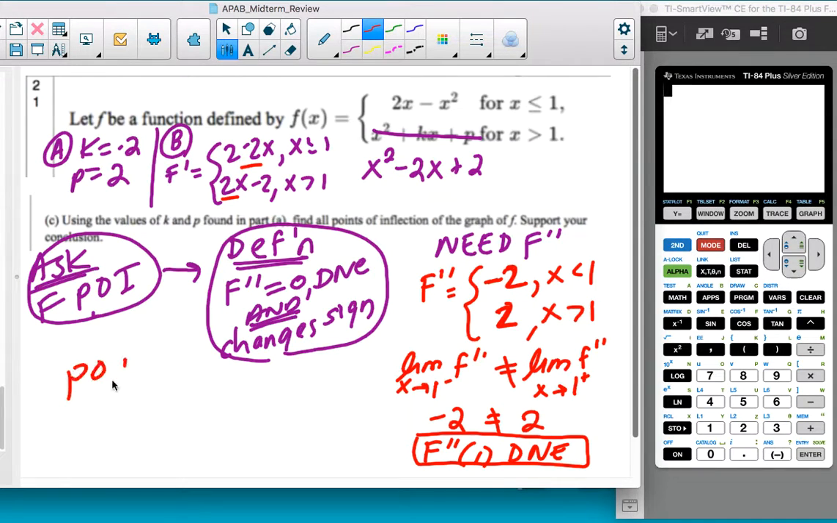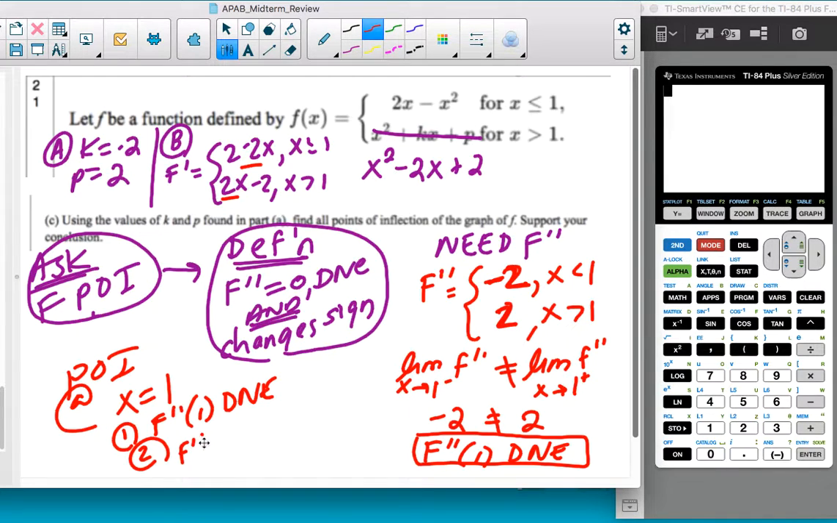So the point of inflection is going to happen at x equals 1 for 2 reasons. Number 1, f double prime of 1 does not exist. And number 2, f double prime is negative before 1. It's literally just a -2. It's not even a variable function. It's just -2. And f double prime is positive after 1 because it's just a 2.